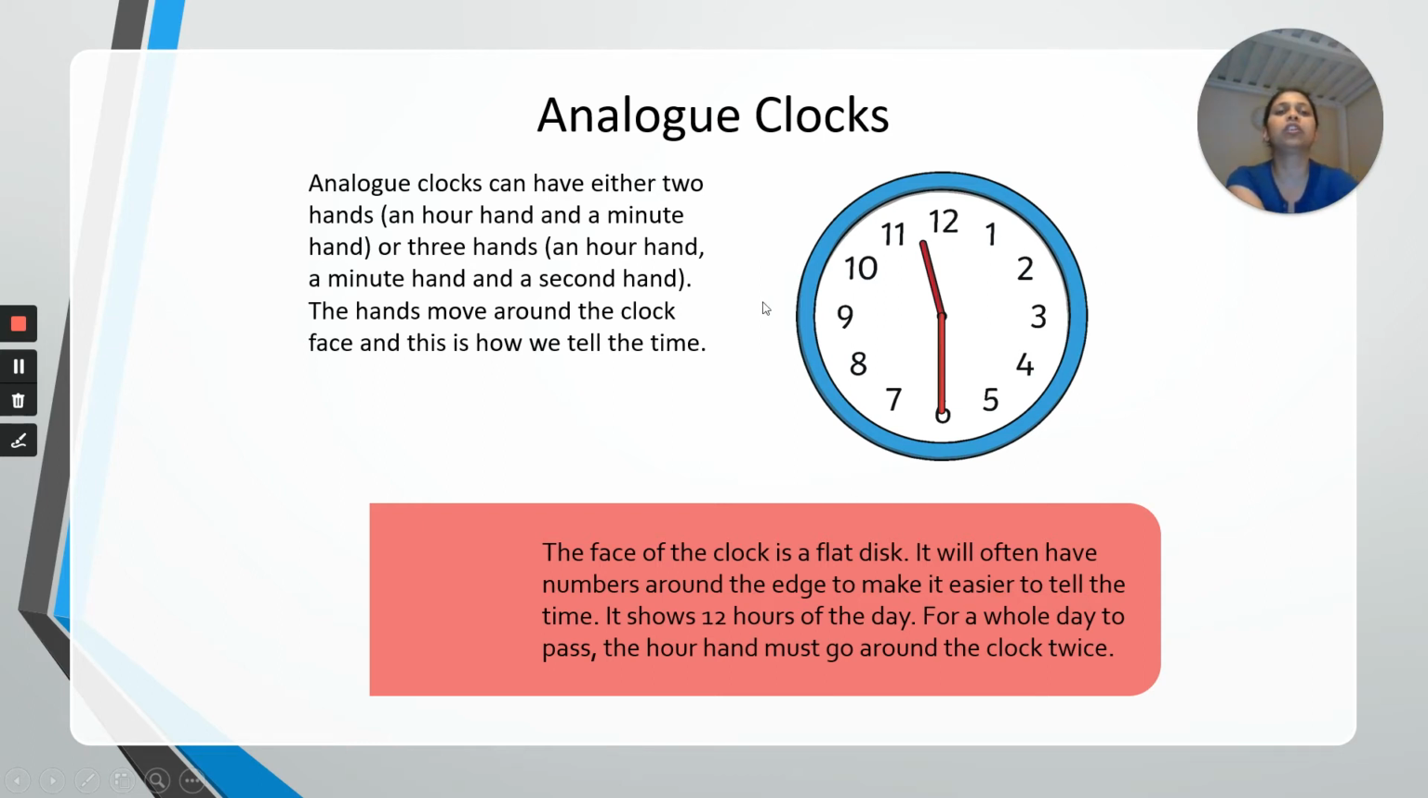So this is your analog clock, a simple clock with your hours on it, and you've got two hands, your hour hand and your minute hand.